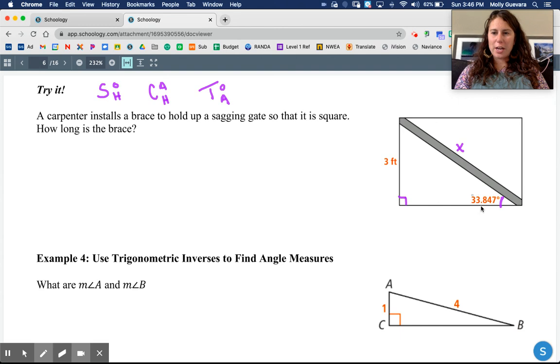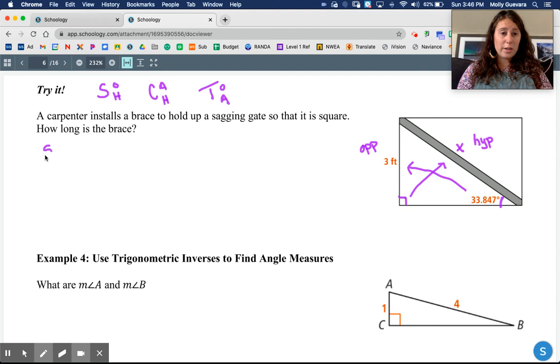Okay, so here's my right triangle. I know my opposite side, right? So 3 feet is opposite. And then my hypotenuse is the unknown, because that's what's across from the right angle. So again, which trig function uses opposite and hypotenuse? That will be sine. So I can say sine of my angle, which is 33.847, is equal to opposite, which is 3, over hypotenuse, which is x.